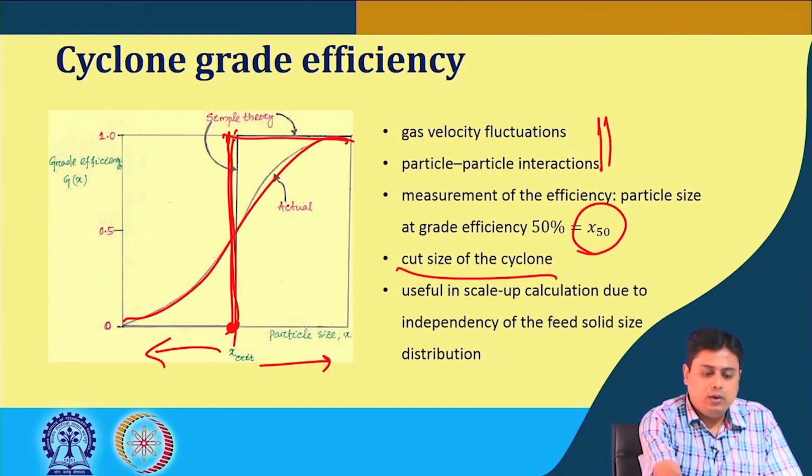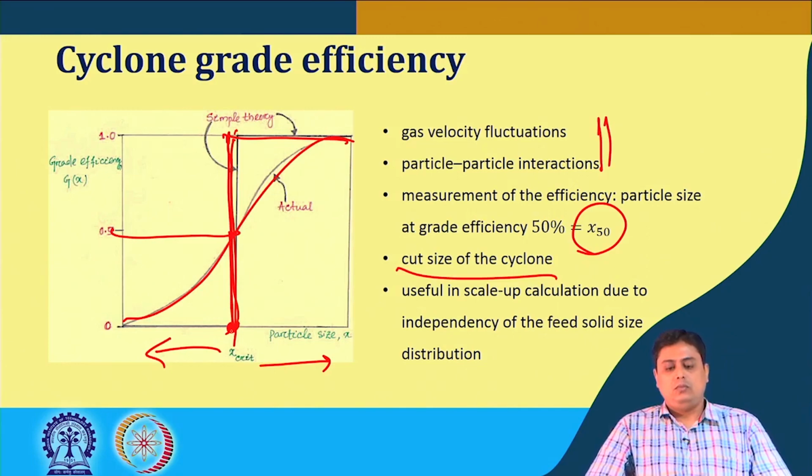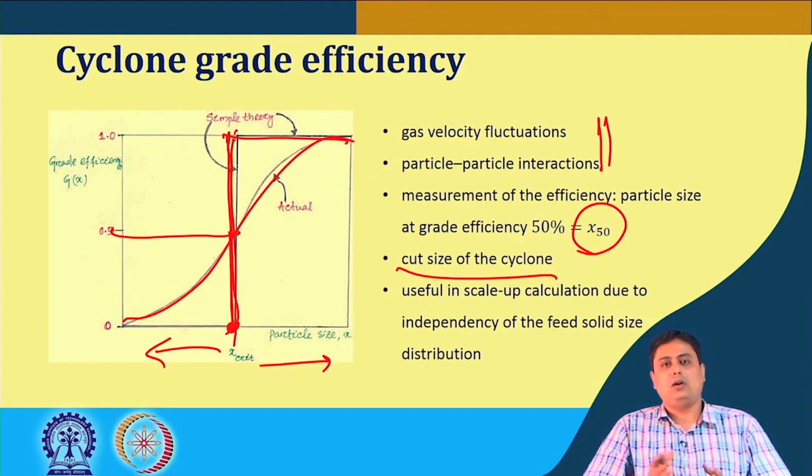So, this value we say is the cut size of the cyclone, because this gives a possibility of 50% chances that the size of this will be collected in the coarse product, and this x 50 is basically independent of feed size distributions, and that is why it is useful in scale up calculations.